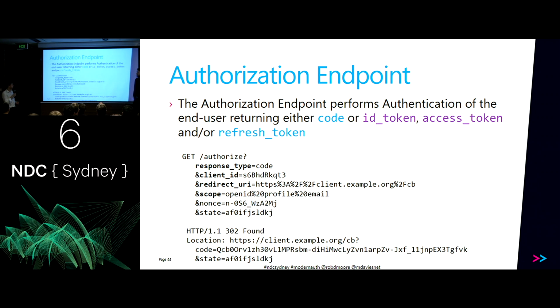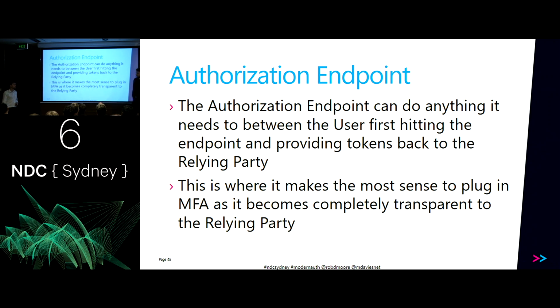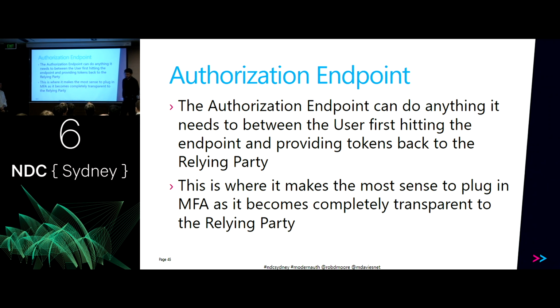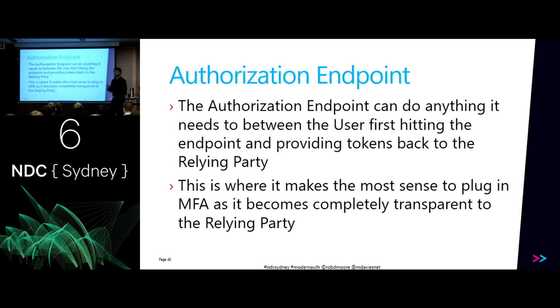That's basically it. So we mentioned MFA before. If you're using OpenID Connect, this is a really cool place to do it, because you can do essentially anything you want at this authorization endpoint between the user getting redirected to your endpoint and then getting redirected back to the relying party. So if you want, you can also trigger an MFA challenge at this point before that redirect happens. And that makes it really simple to integrate this stuff.